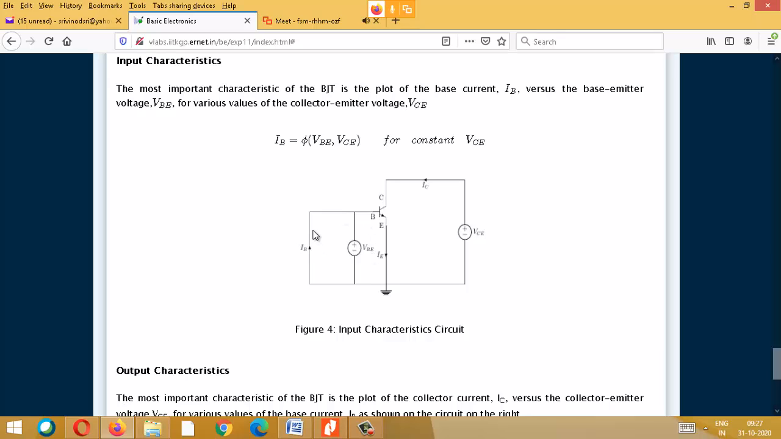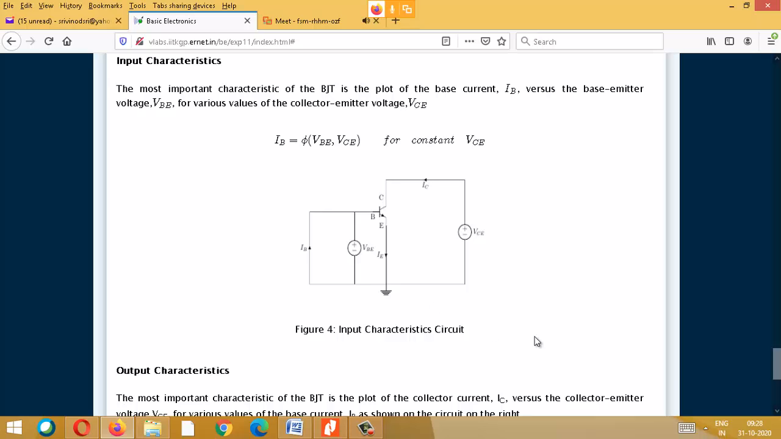To do input characteristics, output voltage should be kept at a constant value. So when you start the experiment, you are not supposed to change your voltage. Initially you can keep your collector voltage at any particular value, let us assume 1 volt, 2 volt, 3 volt, 4 volt, 5 volt. But it should be kept fixed. You should not further increase or decrease it. So the output is kept constant. Then you change the input voltage and see the change in current. You will draw the graph between input current versus input voltage. That is called input characteristics.